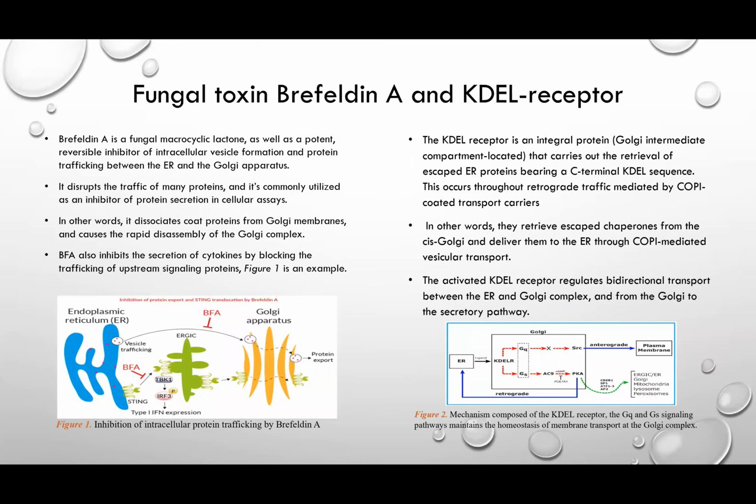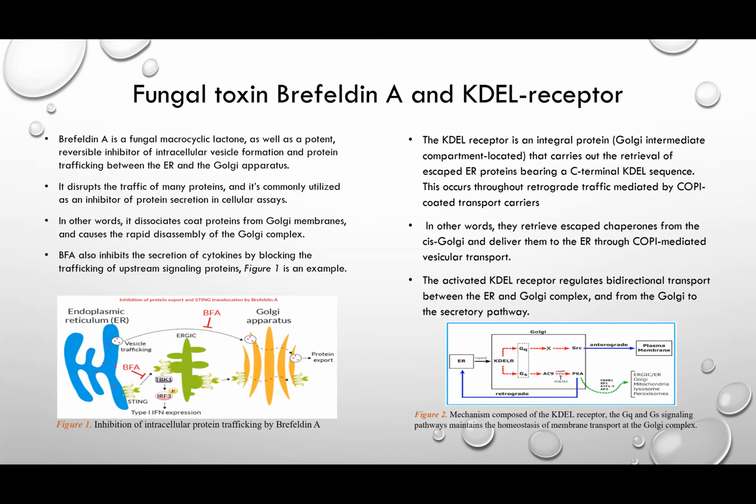So Brefeldin A is a fungal macrocyclic lactone, as well as a potent reversible inhibitor of intracellular vesicle formation and protein trafficking between the ER and the Golgi apparatus. It disrupts the traffic of many proteins, and it's commonly utilized as an inhibitor of protein secretion in cellular assays.